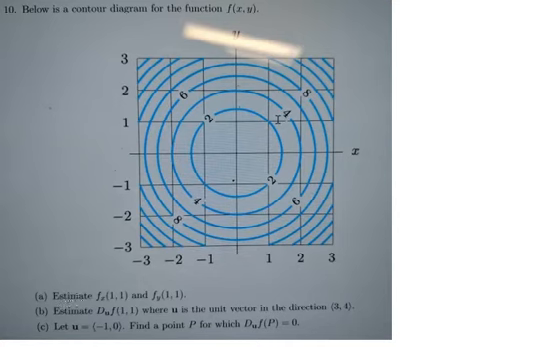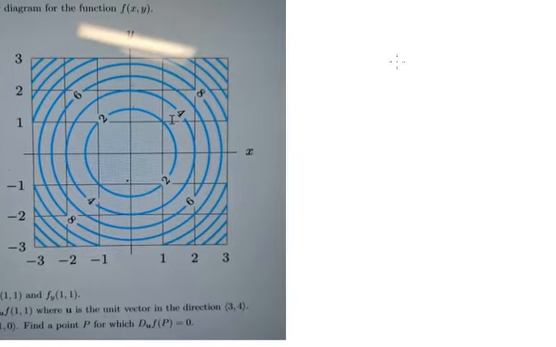We have question A. Estimate fx(1,1) and fy(1,1). Before we calculate this, we need to look at the diagram of the function f(x,y). You can see that it is a circle. The formula of the circle, we already know, should be Ax squared plus By squared. And that's the formula of the function f(x,y).